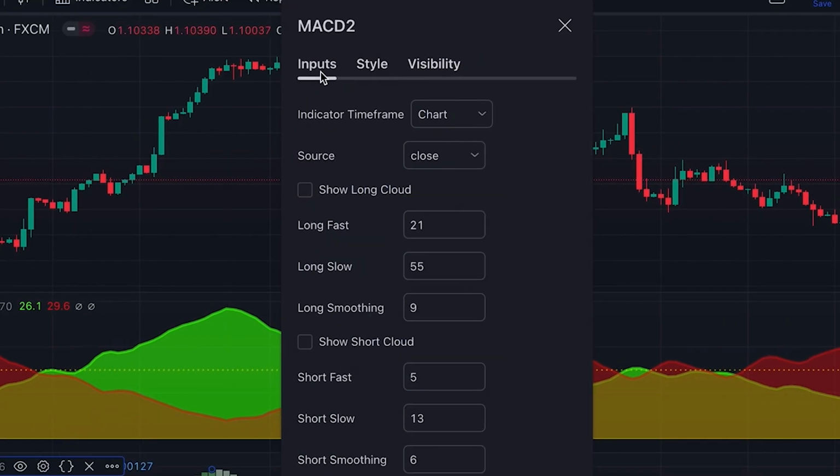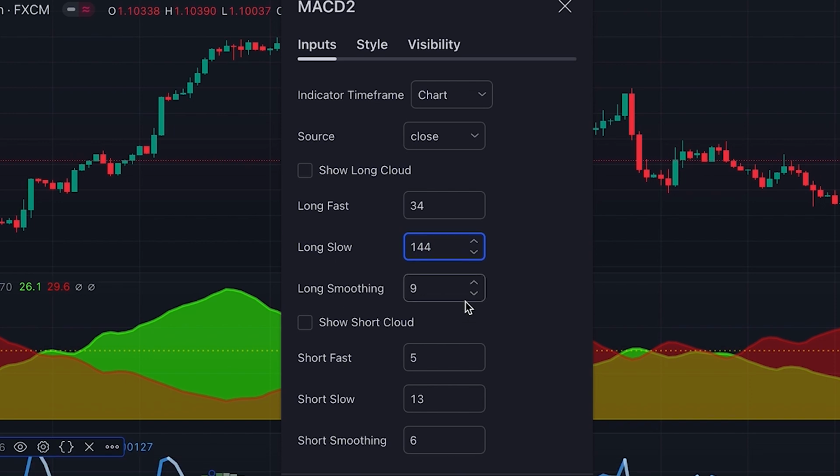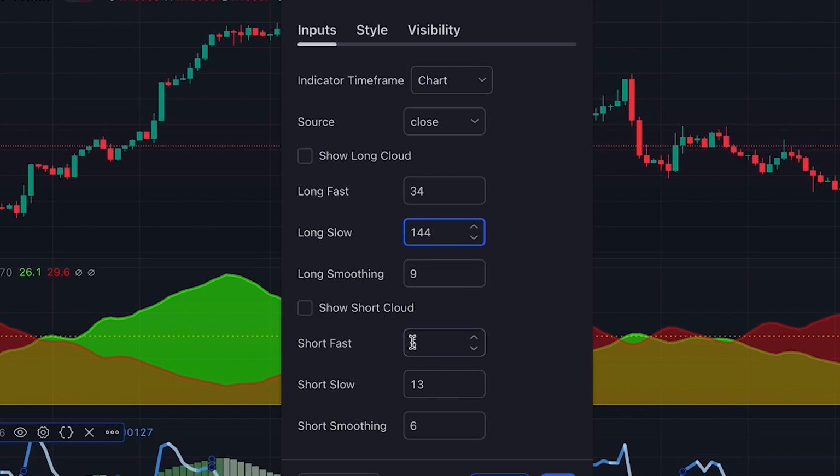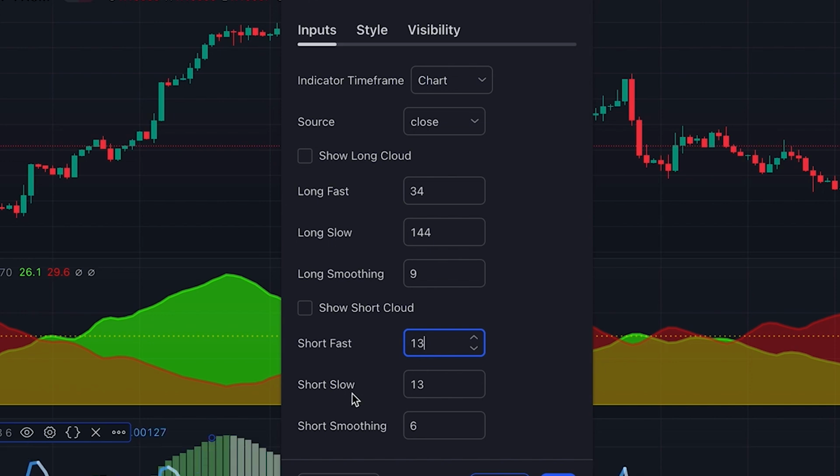Here in the inputs tab, for our long MACD, for the fast length we set it at 34, and for the slow length we set it at 144. Then for our shorter MACD, for the fast length we set it at 13, for the slow length we set it at 21, and for the smoothing we set it at 9.